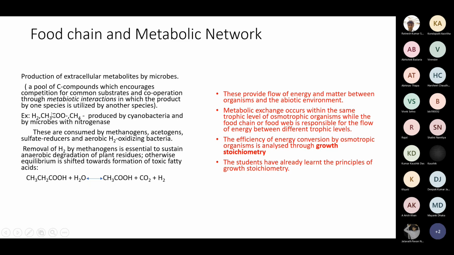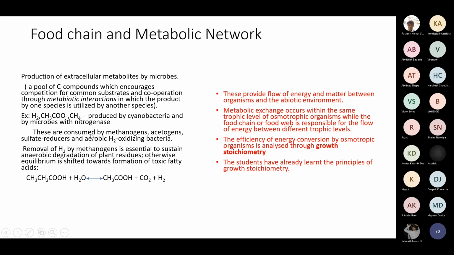For example, there could be some extracellular metabolites produced by microbes, which are not necessarily the photosynthetic microbes, but the ones which could be feeding on the microbes. So these extracellular metabolites released by the microbes at the primary consumer level could be carbon compounds, and this encourages a competition for common substrates and cooperation through metabolic interactions. So a lot of other microorganisms could feed themselves on the metabolites released by these microbes. I hope that point is clear.